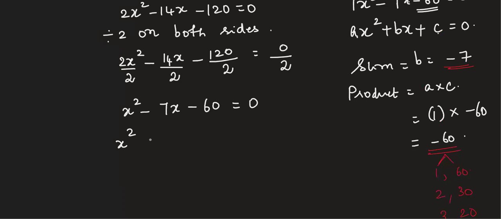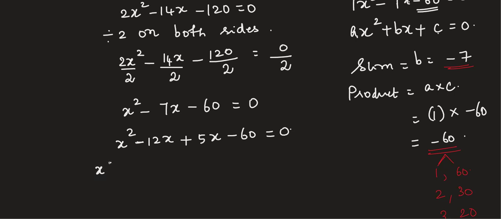So now x square minus 12x, then plus 5x minus 60 is equal to 0. Let's check it again. So minus 12 and plus 5 will give me minus 7. So it's right. Now minus 12 into 5, which should give me negative 60, which is also right.